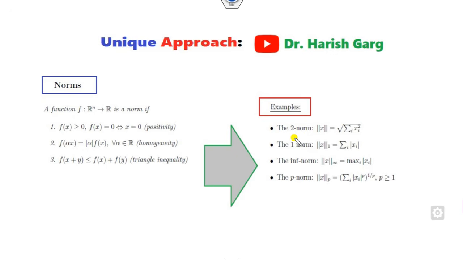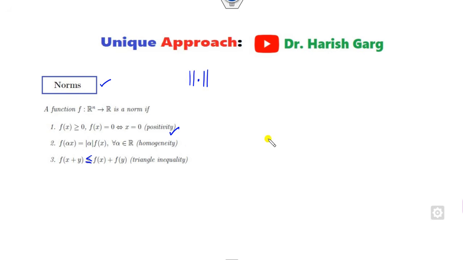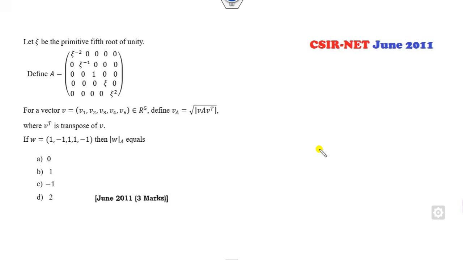Some standard norms: the 2 norm is the square root of this sum, also called the Euclidean norm. The 1 norm is the sum of absolute values. The infinity norm is the maximum, and the p norm is the generalization. Now based on these two simple tips, we can solve each of the questions in this lecture. We will cover 40 plus questions in this lecture so that you can solve such problems very well.